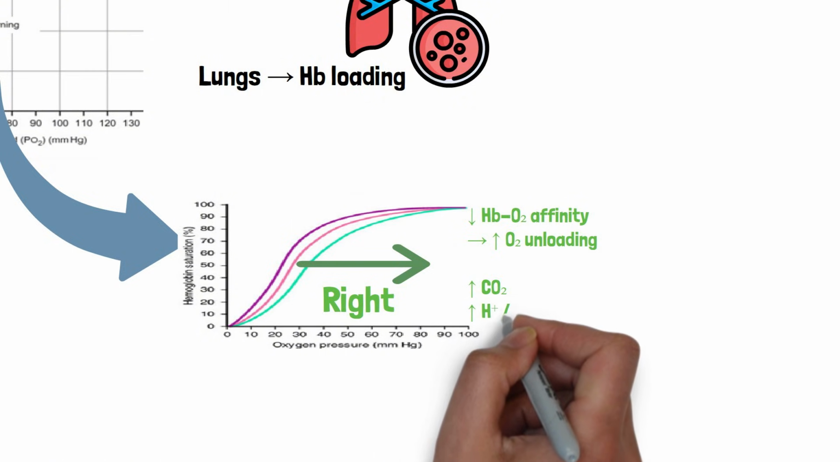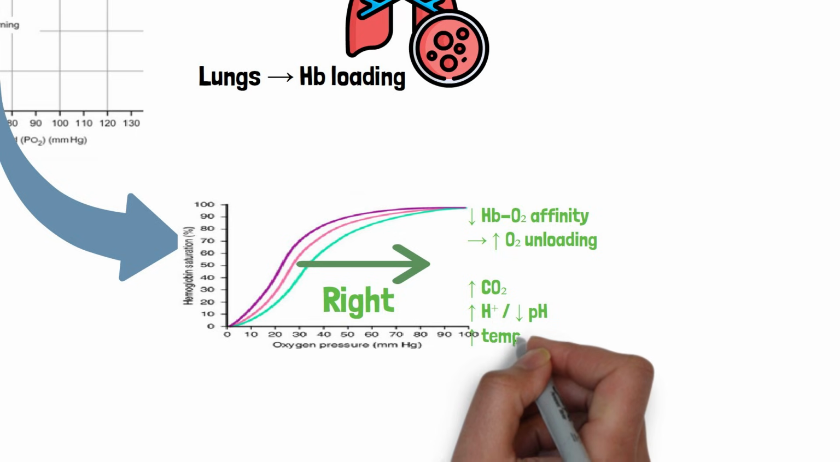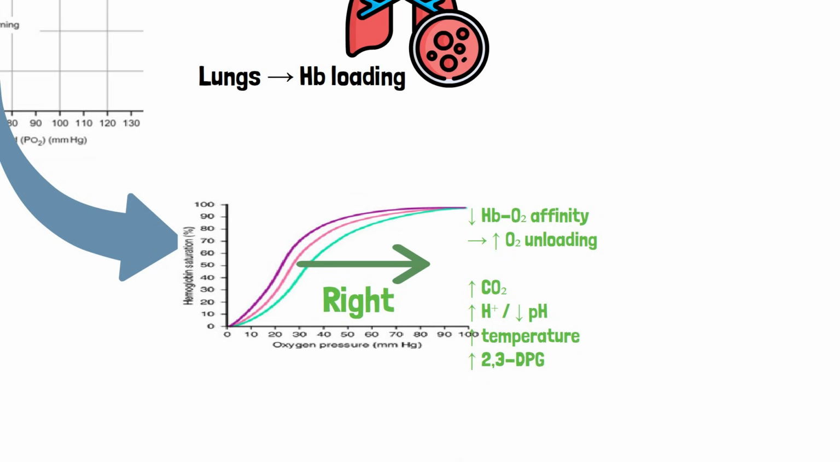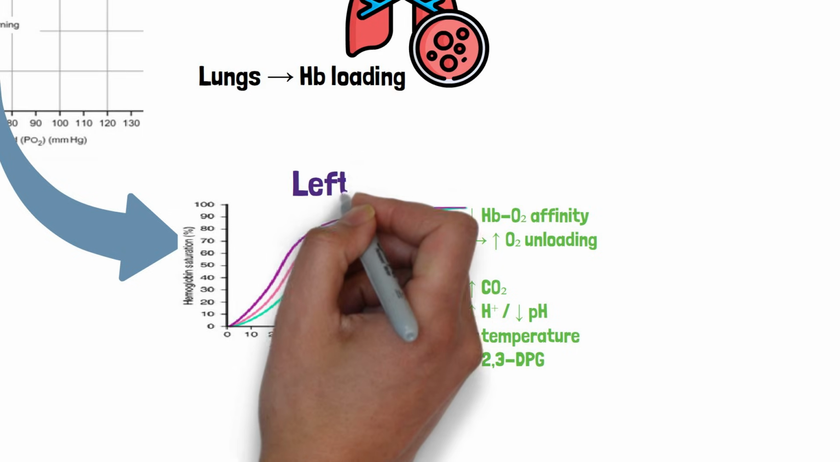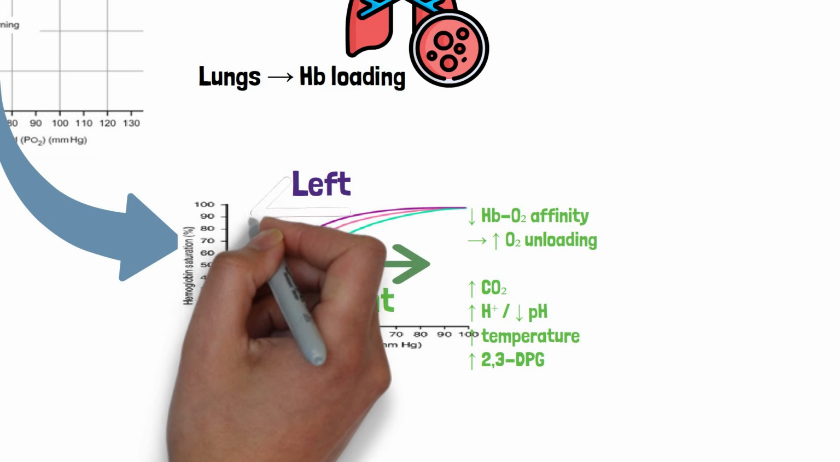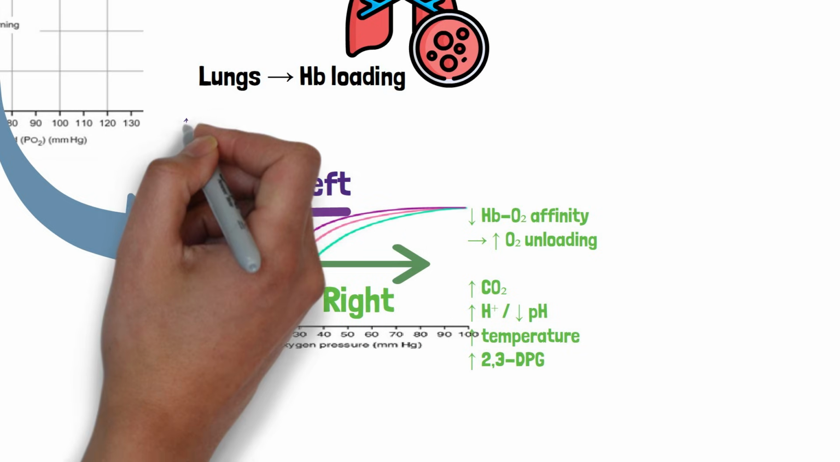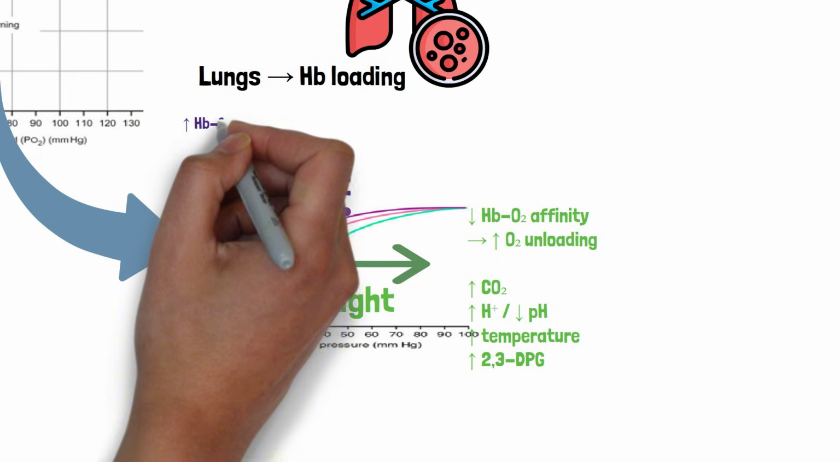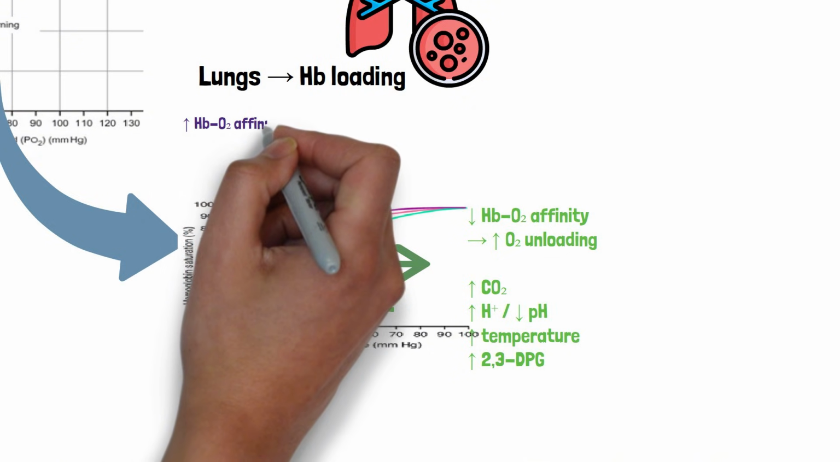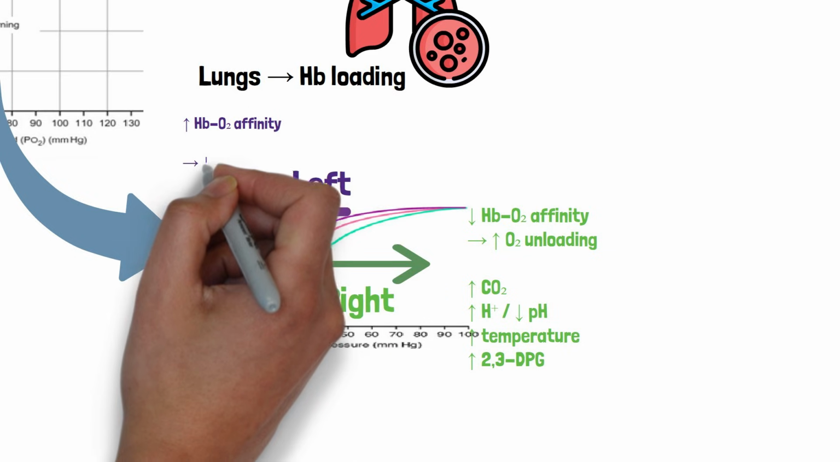And the curve may shift to the left. This means that the affinity of hemoglobin is increased and the unloading or giving of oxygen to the tissues decreased, and this occurs when the metabolism of the tissues is decreased, so the temperature, hydrogen, carbon dioxide, and 2,3-diphosphoglycerate are very low.